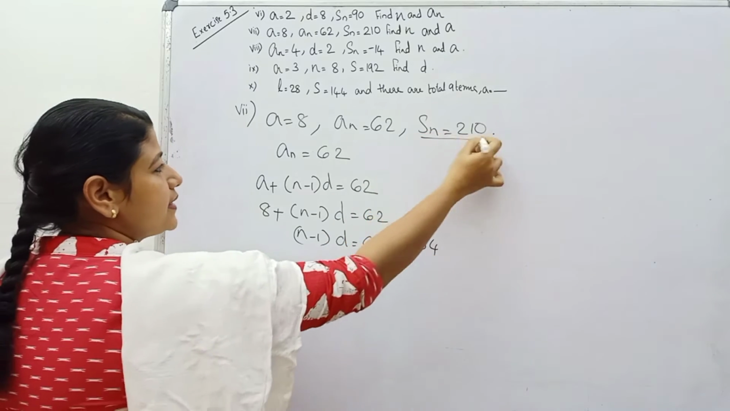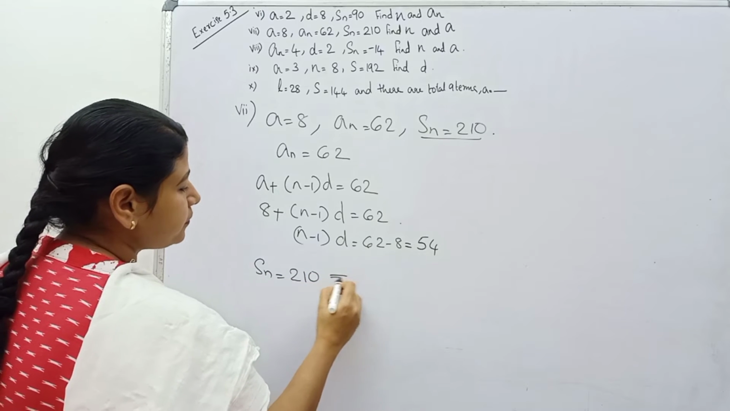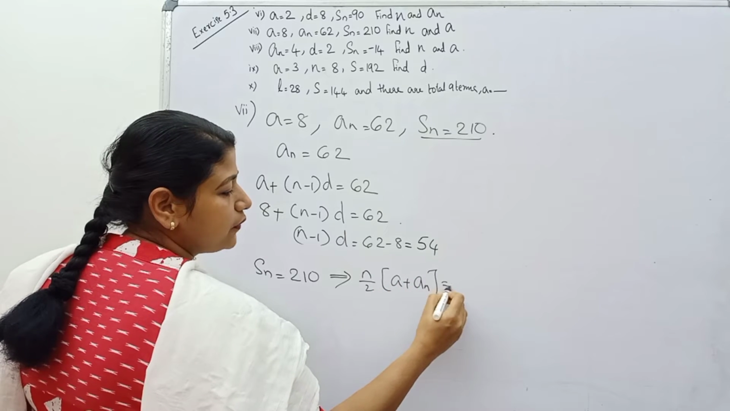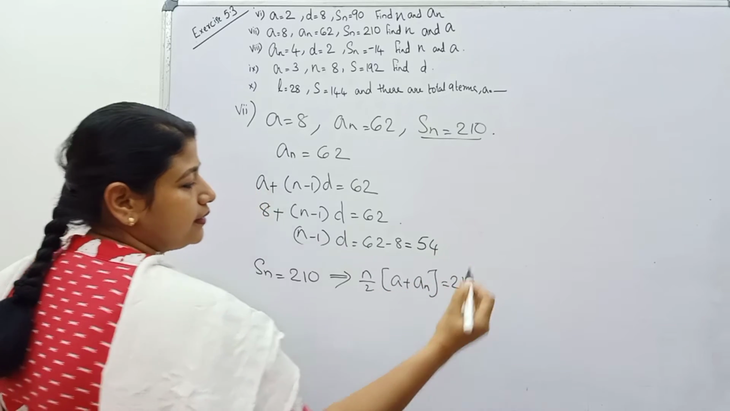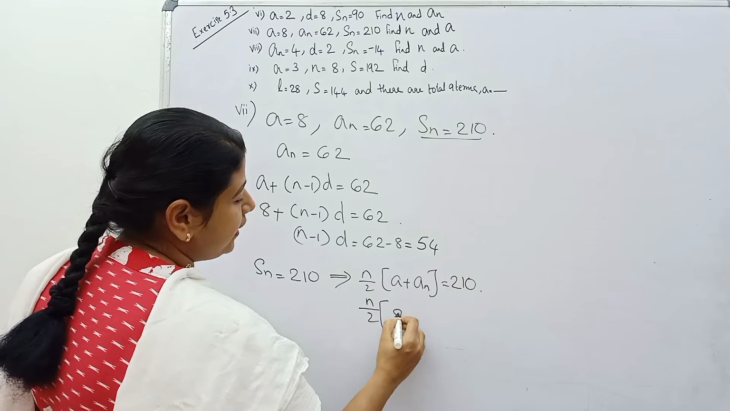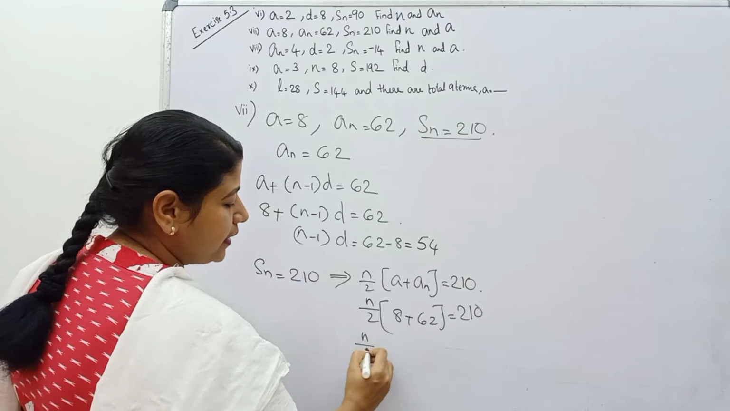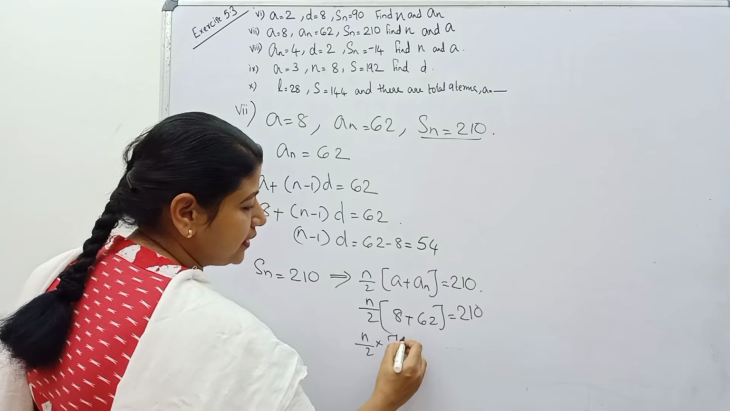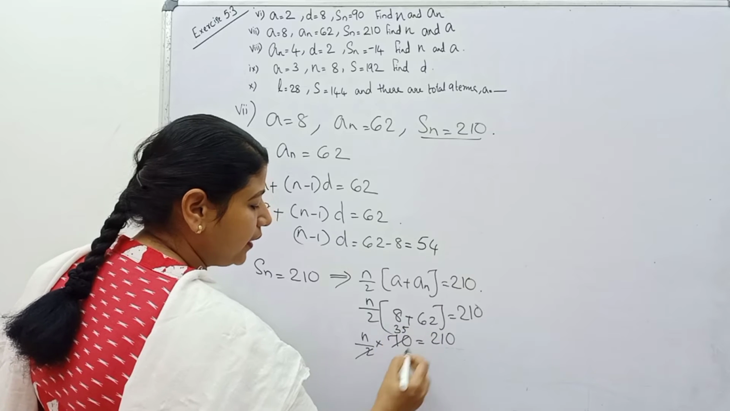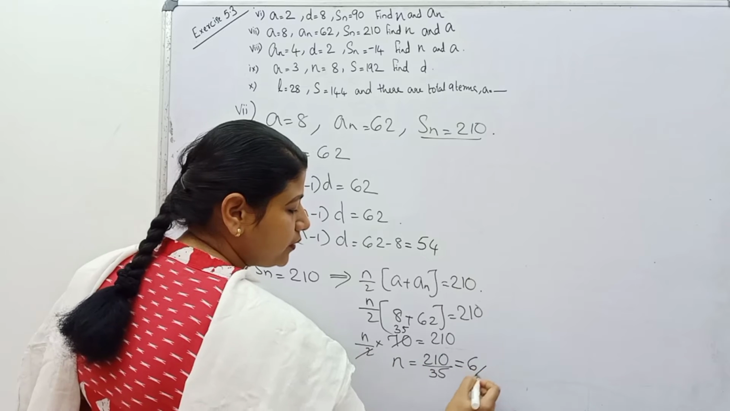Now we can take this Sn equal to 210, which means n by 2 into a plus an. We have this formula also, which is 210. Now we can use n by 2 into a is 8 and an is 62, which is equal to 210. Or we can write n by 2 into 62 plus 8 is 70 equal to 210. This 2 and 70 get cancelled by 35, and n equal to 210 by 35 equal to 6.